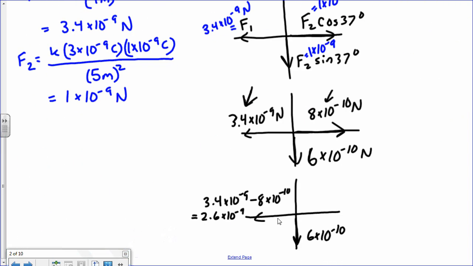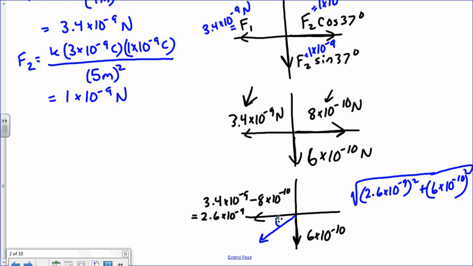Oh goodness, it's all a jumble. All right, so now we have two vectors, and now I just want to know the magnitude and direction of those two vectors. I know that they're going to add up to give me a vector in this direction, right, because they're in the negative x, negative y direction. It'll put it in the third quadrant. And so if you remember, to find the magnitude of the vector, I say 2.6 times 10 to the minus 9 squared plus 6 times 10 to the minus 10 squared, and then square root all of that.